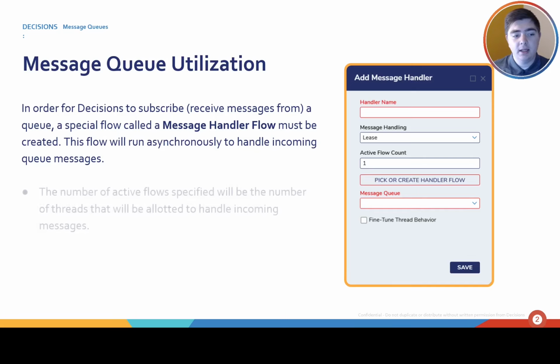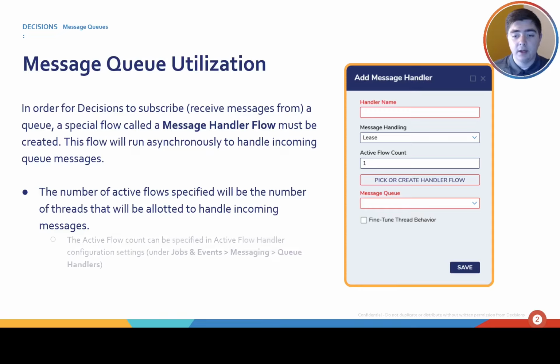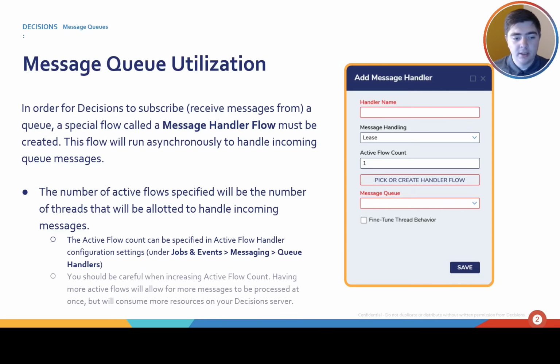Now, when you are setting these up, there's something you get to specify called an active flow count. And this can be specified under the jobs and events section, going under messaging and queue handlers. This is what corresponds to how many active threads are being created to process this particular queue item. So that is, when you create this flow, how many instances of this flow do you want running at once in order to take in messages from the queue?